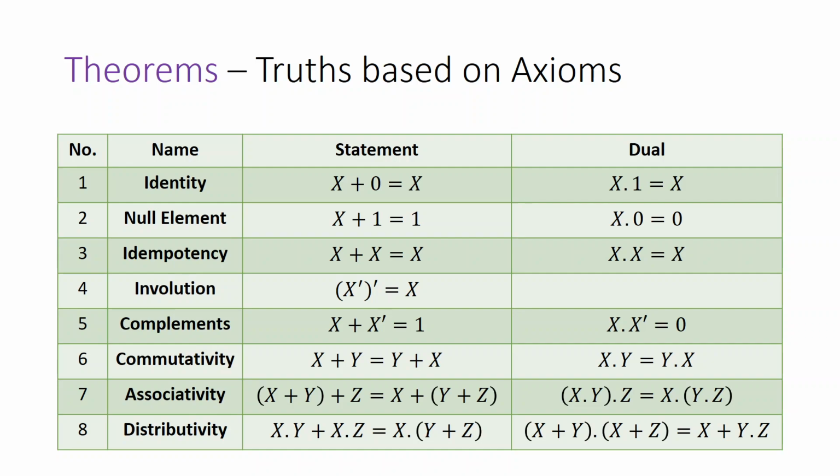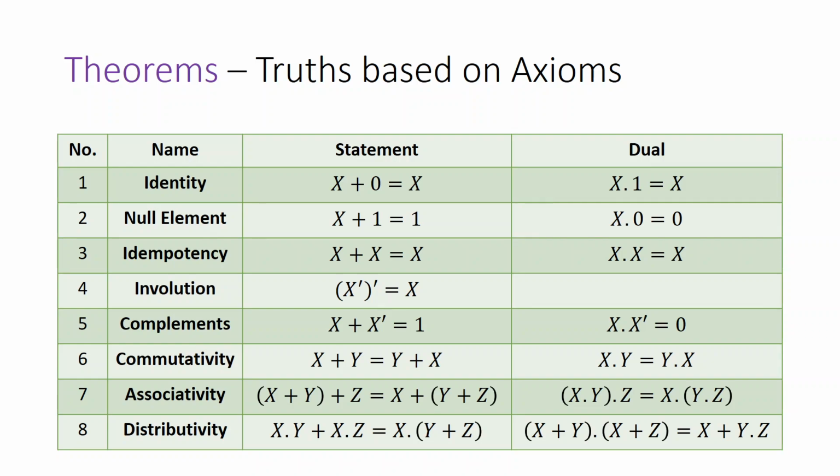So after we have understood the axioms, then comes the level of theorems. These are certain truths based on these axioms which we discover. These truths we discover in the purview of the algebraic system that we are working with, or the mathematical system that we are working with. So in case of Boolean algebra also there are certain theorems, and we need to understand what these theorems are. In all these theorems you see that a name has been given, a statement has been given, and a dual has been mentioned. So there is always a dual of each of these theorems.